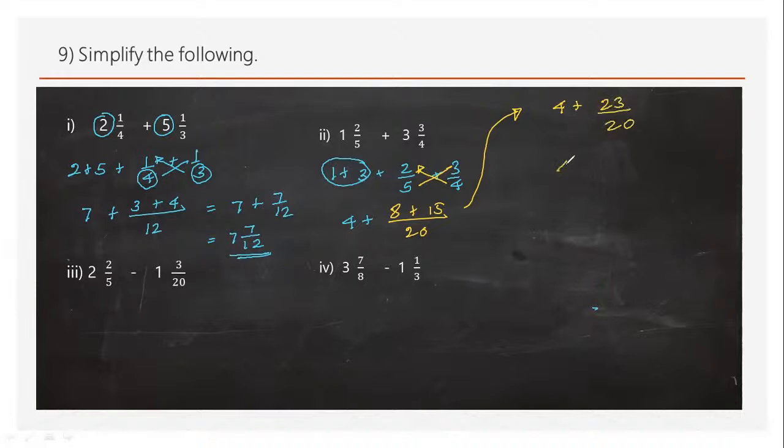20. Then 4 plus 23 divided by 20, that is 1 plus 3/. Yes, no, that is this question, the second one, 1 and 2/3, 3 and 3/4. 1 and 3, 4. 4 times 2, 8. 5 times, this is 5, right? Yes. 5 times 3, 15.